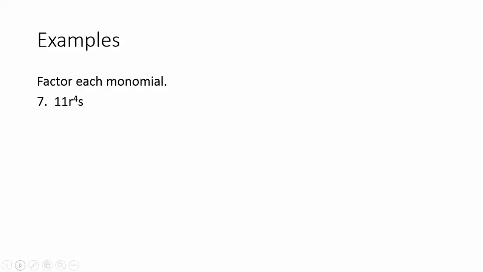First we factor the monomial. We're going to start with the 11. If we do a factor tree, 11 actually is a prime number, so it doesn't factor, but the r factors. There are 4 of them, r times r times r times r, and then the s. So when we factor a monomial, we do 11 times r times r times r times r times s. So you're stringing everything out, including the coefficient, if it's not prime. 11 is prime, so I can't do a factor tree on it.